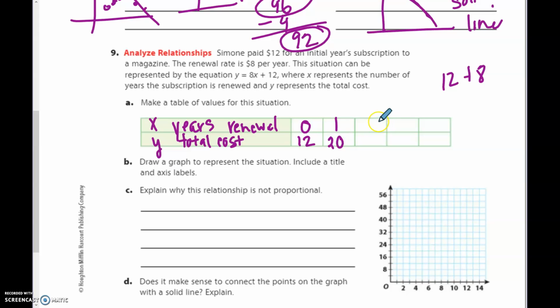Now, the next year it comes around and you get a new subscription. And then what we're going to do is add $8 to that. So now you have paid this company a total of $28. And the third year, we're going to add $8 again, and we're at $36. And the fourth year would be at $44. Now notice I'm putting numbers 0, 1, 2, 3, 4. I'm not picking numbers like 1.1 or 2.2, because when you get a new subscription for the magazine, it goes for the whole year. So now label our axis.